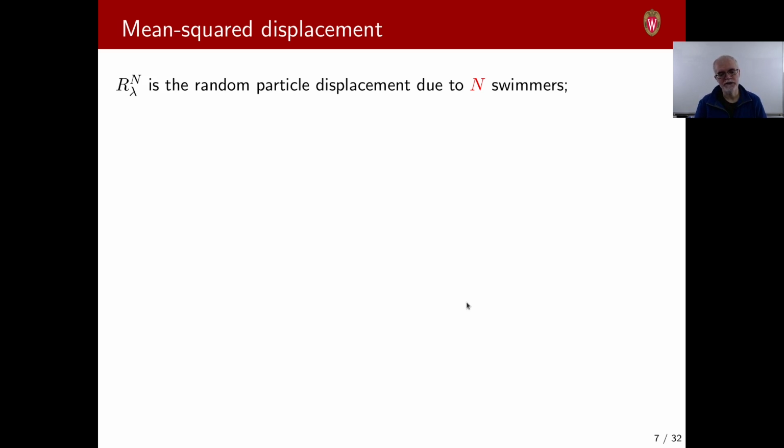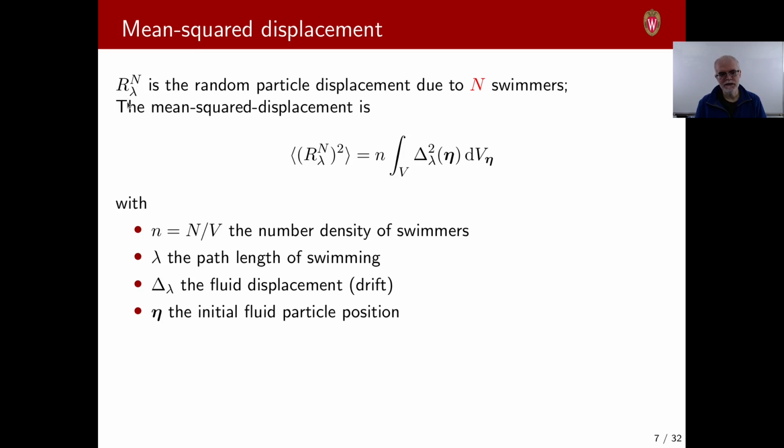So here's a simple calculation. Again, I'm going to leave out a lot of the details for questions of time, but capital R here is the random displacement, the distance that a particle is displaced due to encounters with n swimmers. And lambda here is the path length of swimming of these swimmers. They've moved the distance lambda in this time. So the squared displacement actually has a fairly simple expression after making a few assumptions, that the expected value of the squared displacement is this integral here over capital delta, which is the drift function. So it is the distance that a particle is displaced by a swimmer swimming at distance lambda if the particle started at position eta. So eta is like the Lagrangian variable here, the label for the fluid particle.